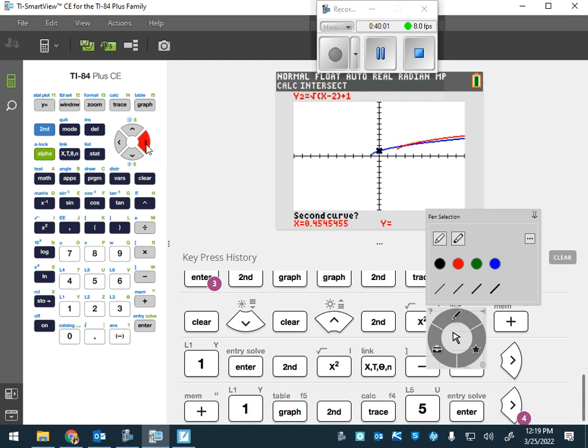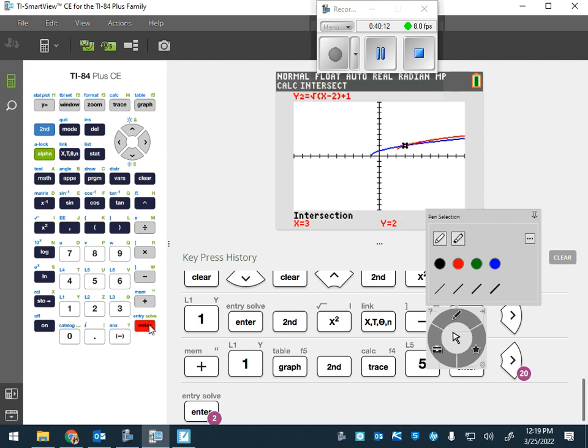So I have to move my cursor to the right until I see it. Okay, then hit enter. So our intersection is (3, 2), which is exactly what we found by hand. All right, so when you do this, if you do not see a y value, make sure you're moving your cursor until you see it.